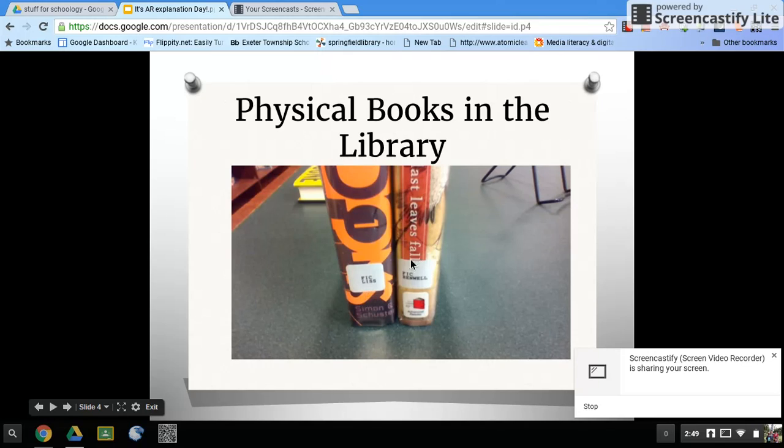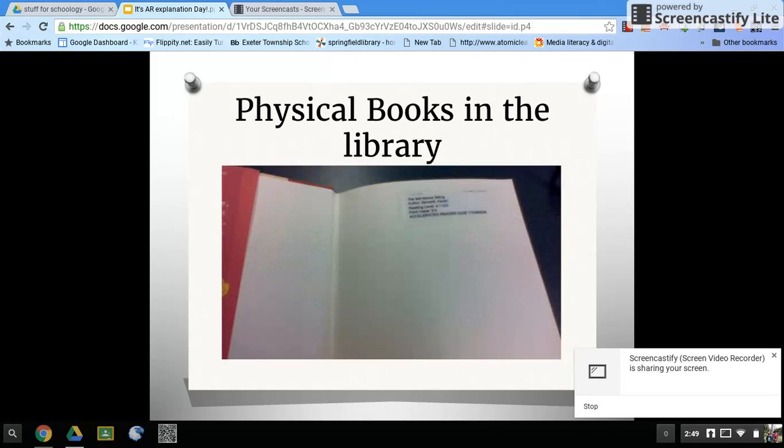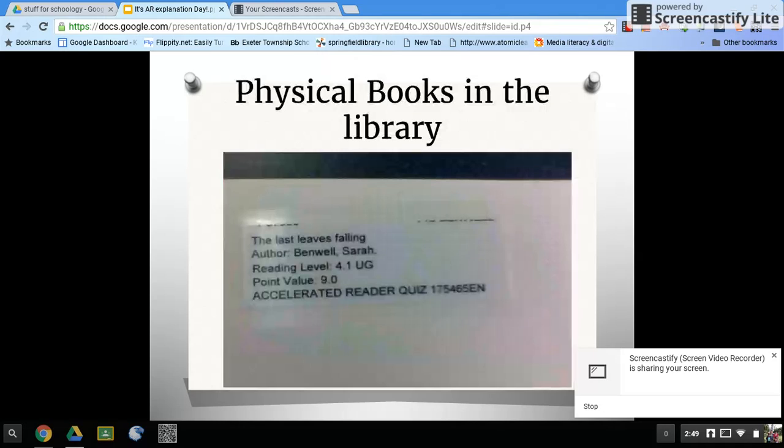Whereas the book on the right, underneath the fiction Benwell sticker, there is an accelerated reader sticker. If you see that accelerated reader sticker on a book, you know that that book has an AR test and that you're safe checking that book out for AR. To know if that book is in a level when you're looking at the physical book in the library, if you open up the front cover of the book, either on the left or right hand corner, you will see a sticker that has important information about AR.